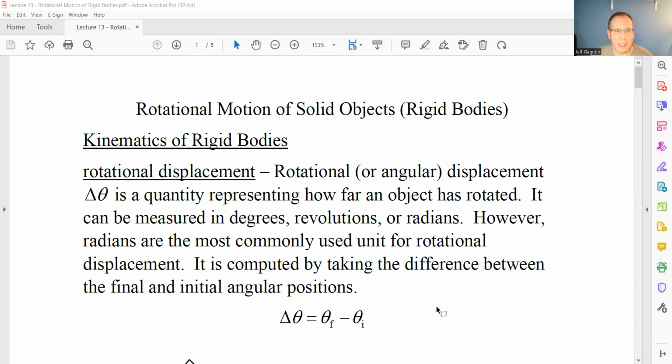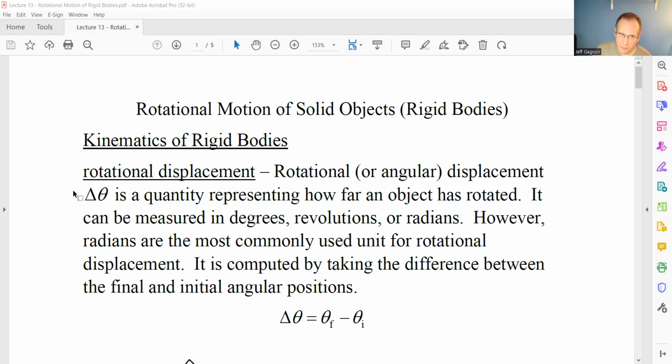Now, it can be measured in several different units. You could measure it in degrees. You can measure it in revolutions, like the number of times it went around, or you can measure it in radians. The most common unit of measure is radians, although we'll occasionally use revolutions as well. But typically, we'll use radians. Okay, so that's the most common measure for rotational displacement.